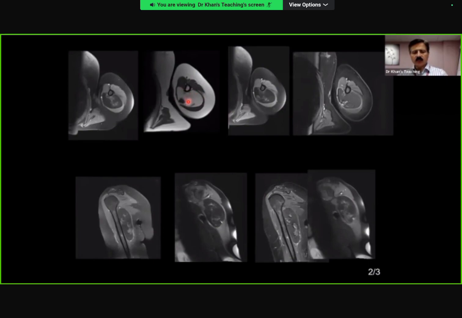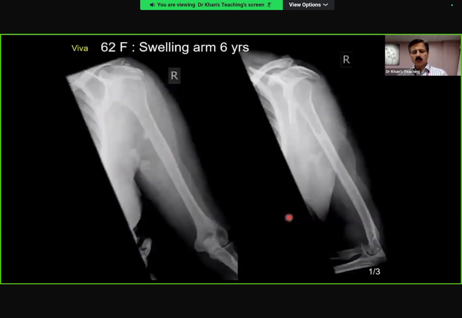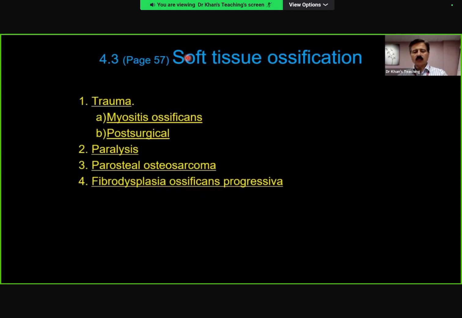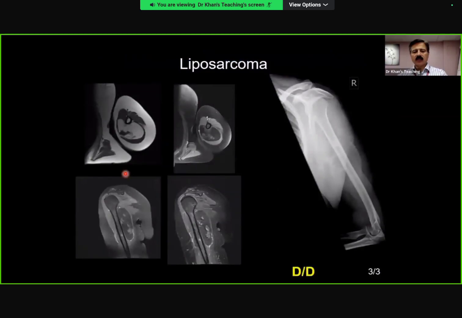Within the fatty lesion, you can see some solid component, and this solid component on post-contrast also enhances. So this is a liposarcoma. Now go back to the basics and see there is ossification in the soft tissue. In your book, there is a differential for soft tissue ossification, and in liposarcomas, it can happen.